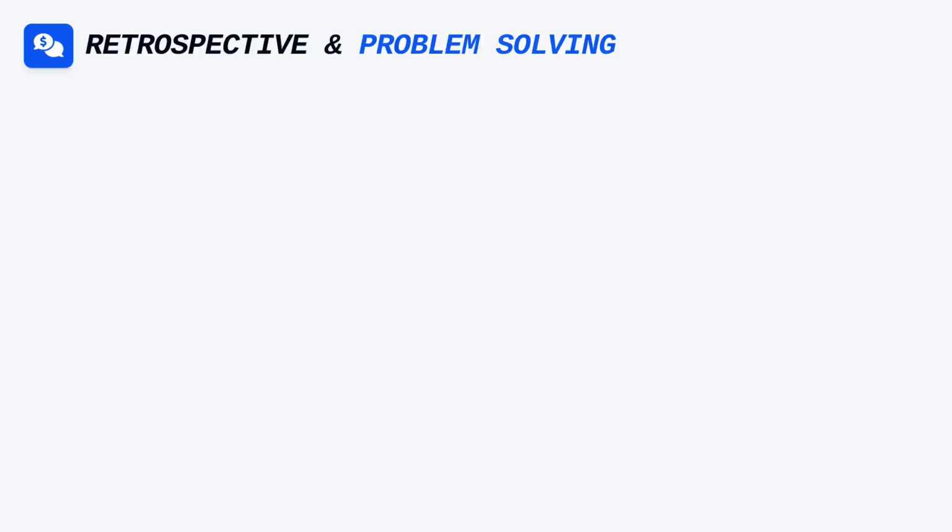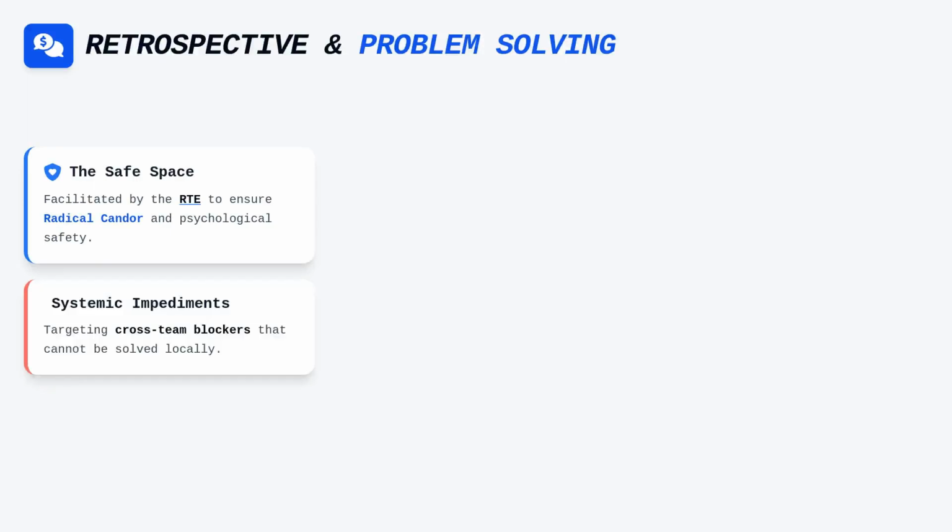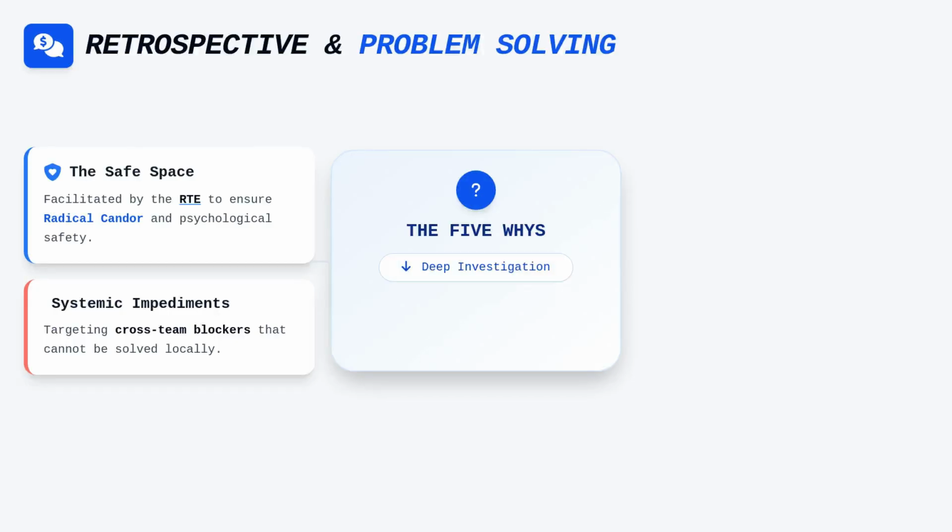Once the demonstration and quantitative analysis conclude, the workshop transitions into the retrospective and problem-solving portion. This is the heart of where the release train engineer facilitates an environment of radical candor and safety. We identify systemic impediments, those complex cross-team blockers that local teams cannot solve on their own. To move past surface-level symptoms, participants utilize techniques such as the 5 whys, which forces a deeper investigation into the causal chain of an issue.